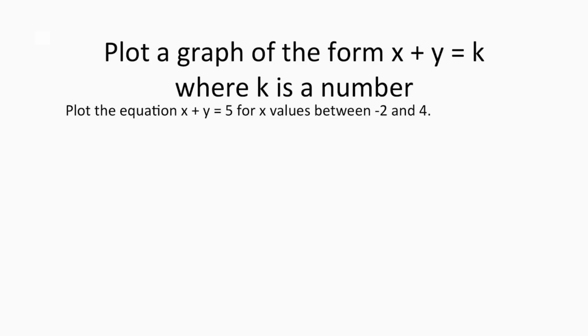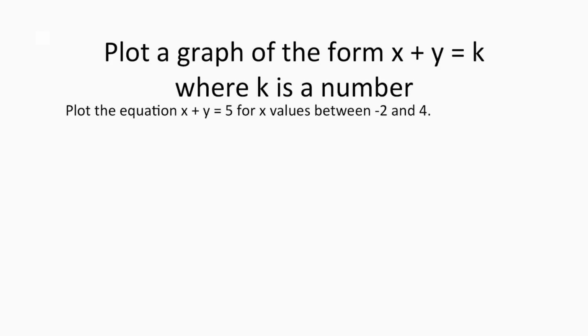So we've seen how to plot a variety of straight lines now, and in particular the y equals mx plus c type of straight line. But you've also now got to be able to plot a line of the form x plus y equals k. So it's a slightly different equation, but the method we would use would be exactly the same. So have a look now at how we would plot a line of the form x plus y equals k. Let's say we want to plot the equation x plus y equals 5 for x values between -2 and 4.